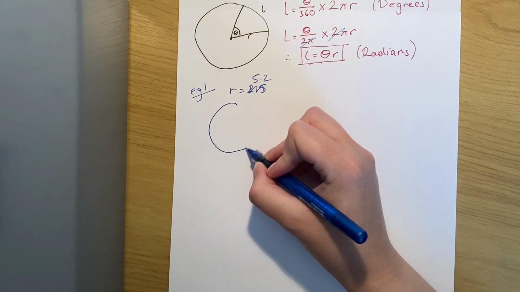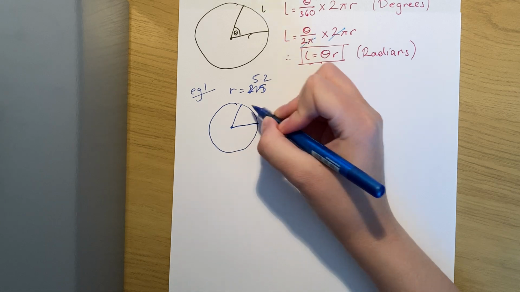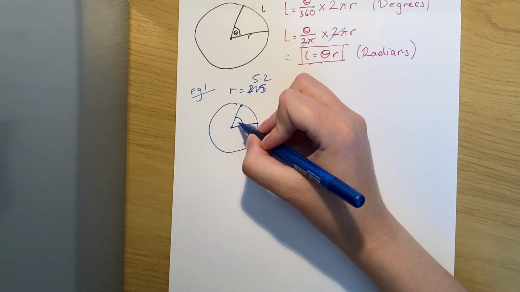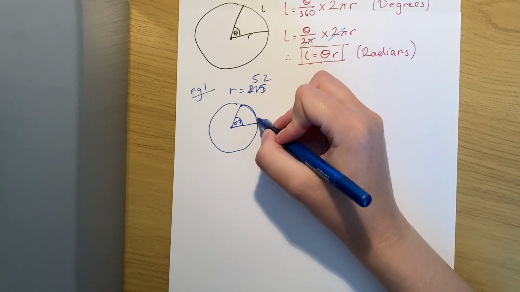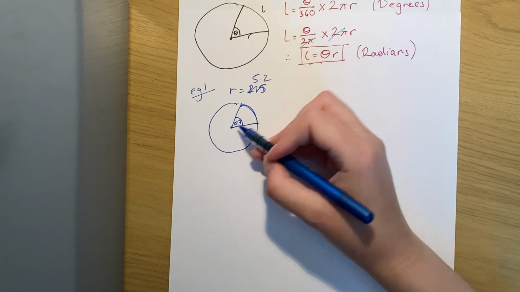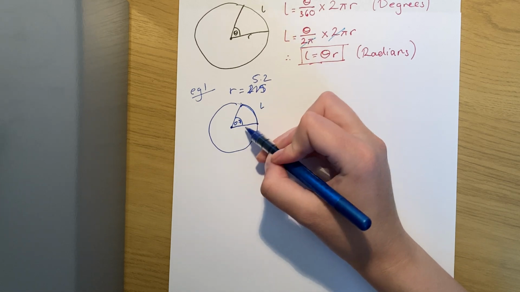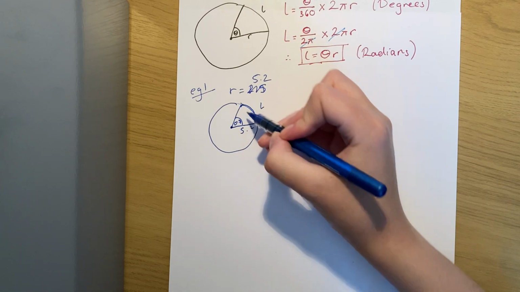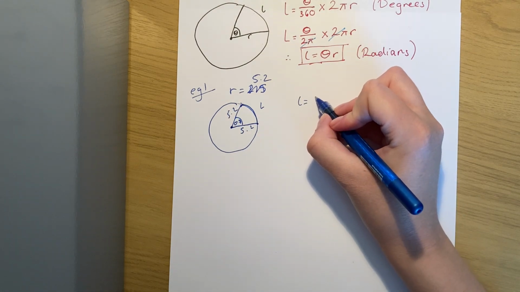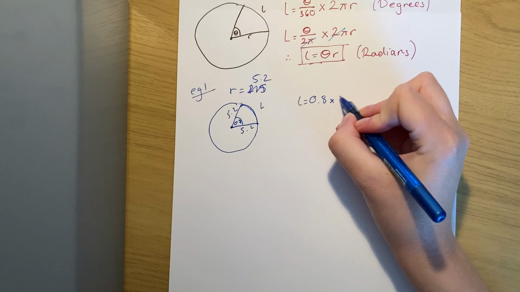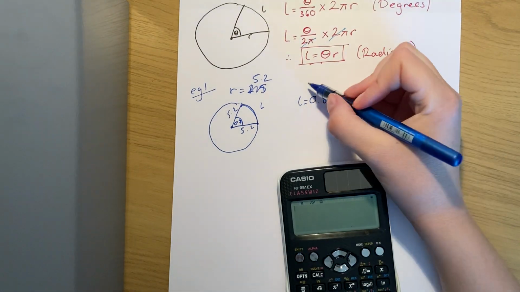So to subtend, you'll recognise that language hopefully from circle theorem. The arc subtends an angle, that means it is joined up from the centre by 2 radii of an angle 0.8. So L is quite simply theta, 0.8, multiplied by the radius 5.2.